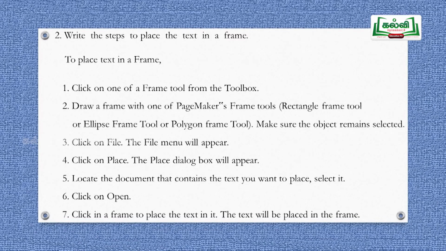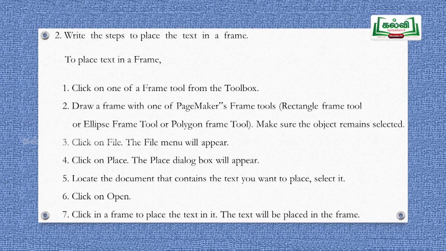Click on one of your frame tools from the toolbox. Draw the frame with one of the PageMaker's frame tools. So, you have many frame tools, rectangle frame, ellipse frame, polygon frame. You have to select any frame. Usually, they will select a rectangle frame tool, which is a famous frame tool. What is the frame tool means? Within that frame, the text will be there. Why you have to choose the frame tool?